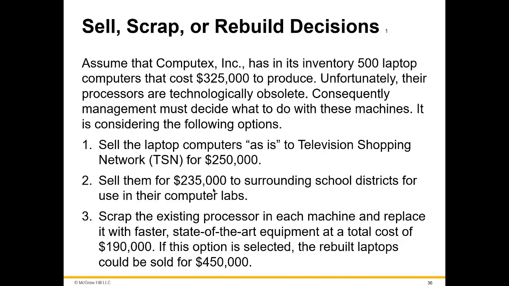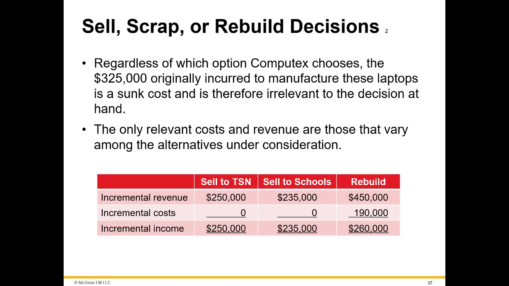Sell them for $235,000 to surrounding school districts. Okay, that's another decision. Or scrap the existing processor in each machine and replace it with faster state-of-the-art equipment at a cost of $190,000. If we do that, then the rebuilt laptops can be sold for $450,000. So let's compare the incremental revenues and the incremental costs in all these decisions. Okay, notice that the $325,000 has already been spent. That's the sunk cost. But the relevant ones are sell it to TSN, sell to schools, or if we incur incremental costs, we can now sell it for $450,000.